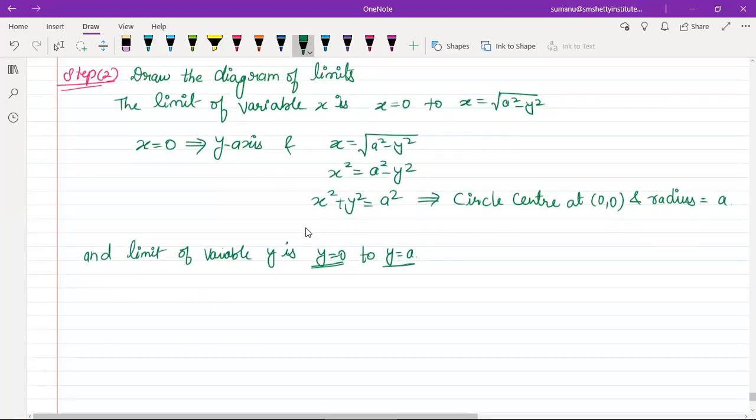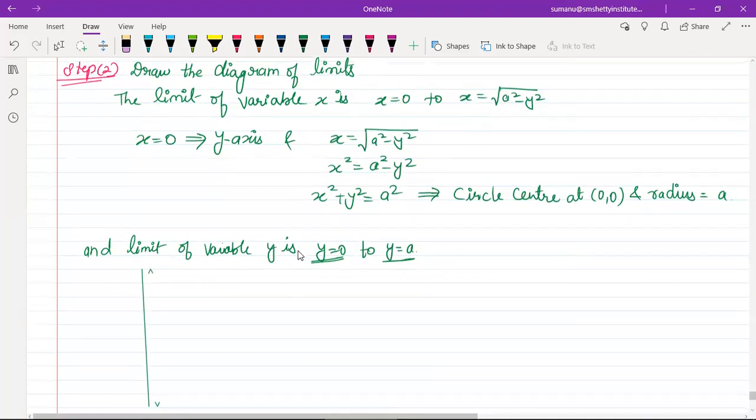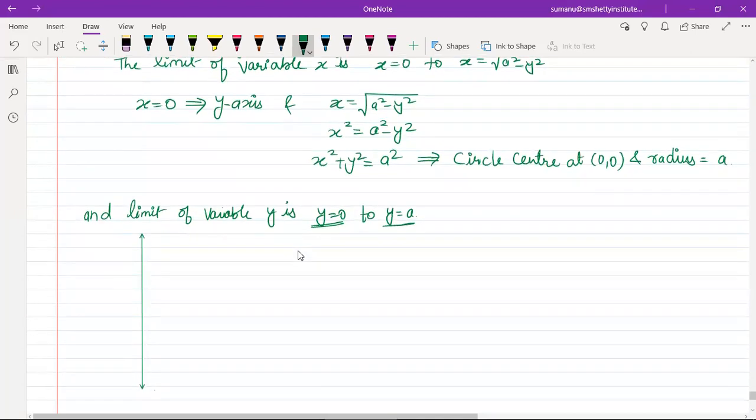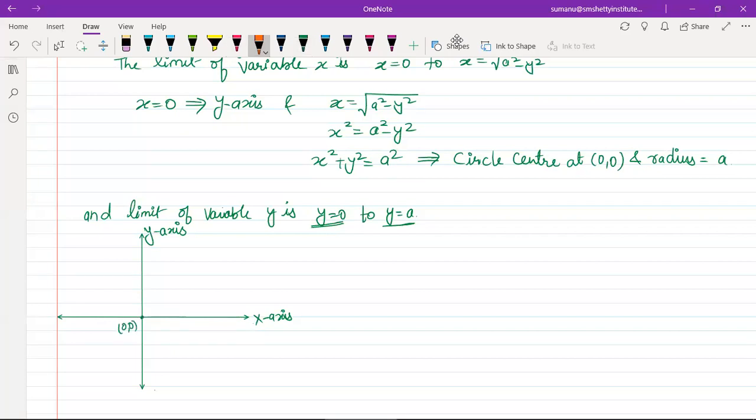Okay. Now let us draw the diagram. You have identified all the limits, now we have to draw the diagram. So I would draw it over here. This is my y-axis. This is my x-axis. And this is my origin. The first lower limit was x equals to 0. What is x equals to 0? It is going to be the y-axis. So here is my x equals to 0.